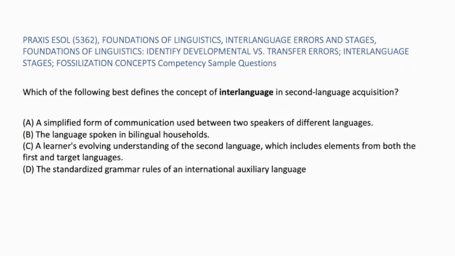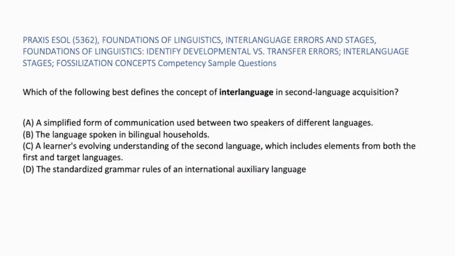Which of the following best defines the concept of interlanguage in second language acquisition? A. A simplified form of communication used between two speakers of different languages. B. The language spoken in bilingual households. C. A learner's evolving understanding of the second language, which includes elements from both the first and target languages. Or D. The standardized grammar rules of an international auxiliary language.